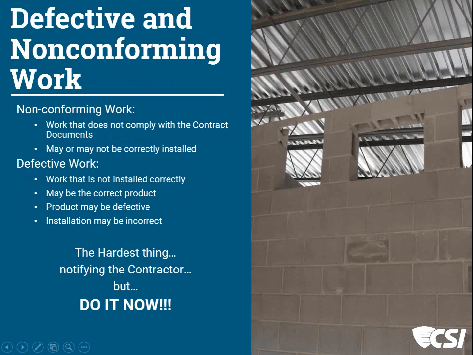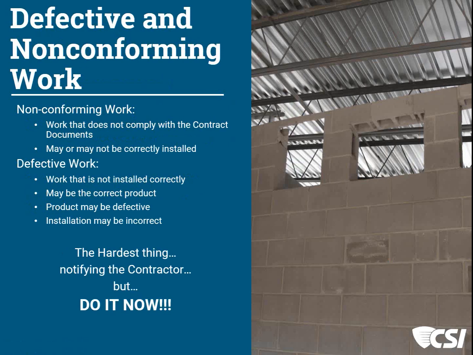We're going to talk about what is related to that, and how we comply or don't comply with the contract documents with work. We're also going to talk about defective work and what defective work is involved in a project. Non-conforming work doesn't comply with the contract documents. It may or may not have been correctly installed, but it's non-conforming. Defective work is not installed correctly. It may be the correct product, but it's not installed correctly. It may be a defective product, or the installation really isn't correct, and any of those could be defined as defective work.